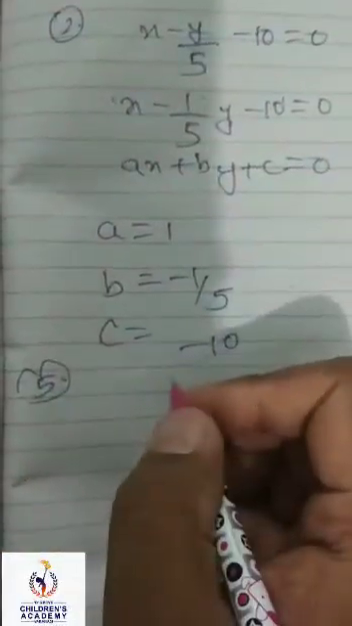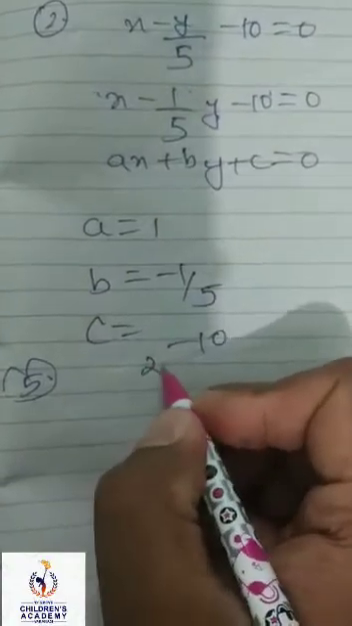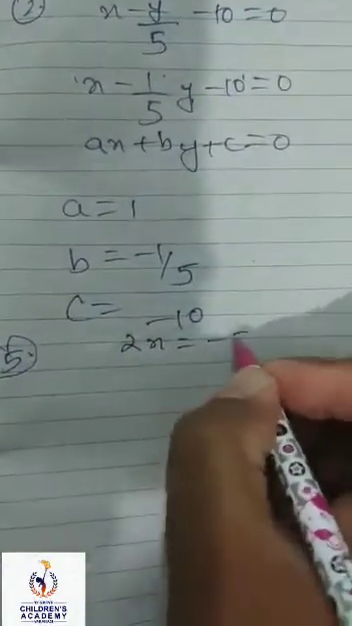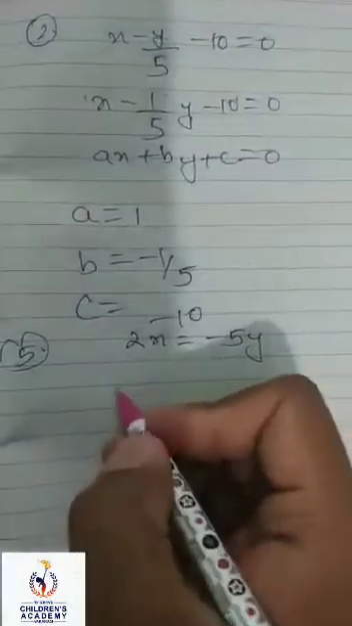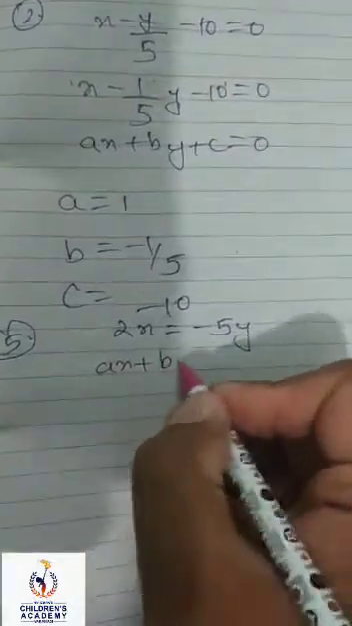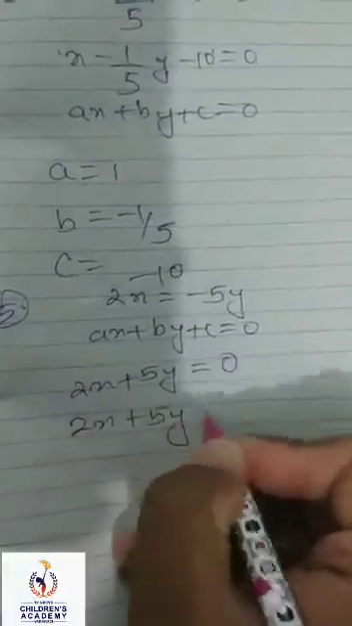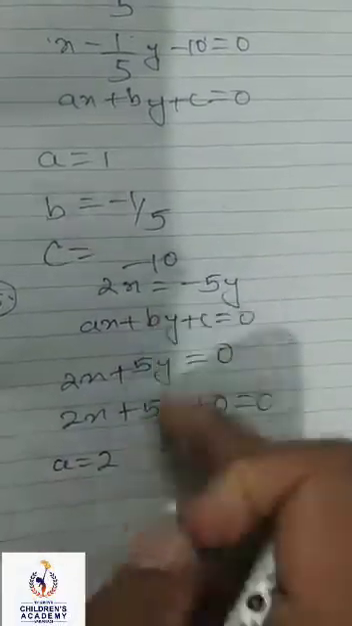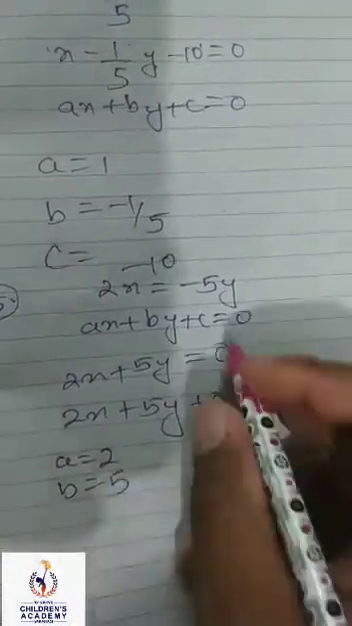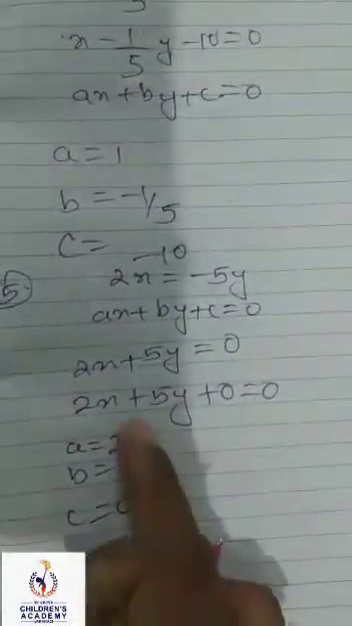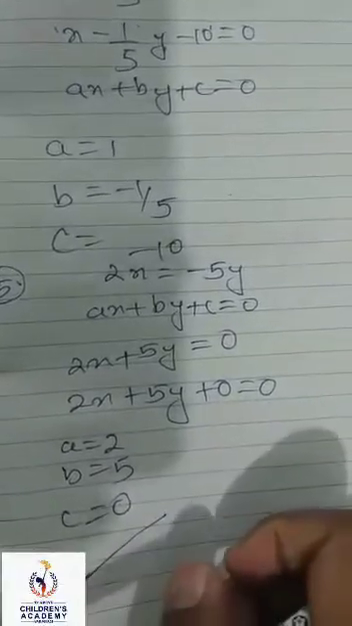Okay, let's see the fifth question of the same part. The fifth question is 2x is equal to minus 5y. So first we have to make it in the ax plus by plus c is equal to 0 form. So transfer 2x to this side, so plus 5y is equal to 0. So we can write this as 2x plus 5y plus 0 is equal to 0. Now compare the coefficients. So a is equal to 2, b is equal to 5 and c is equal to 0.